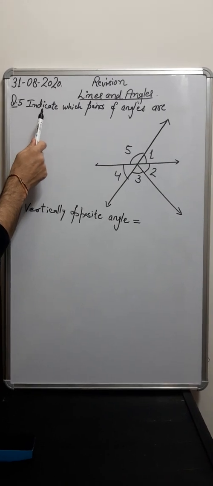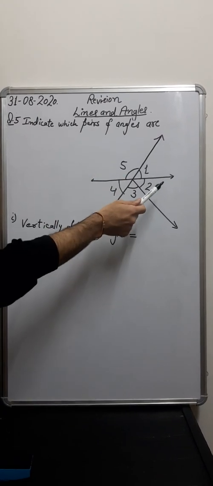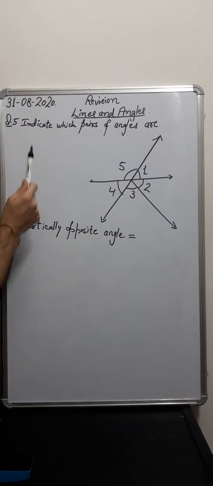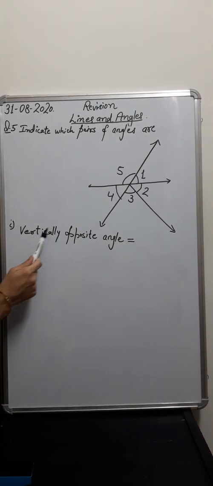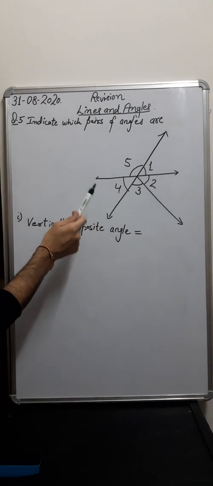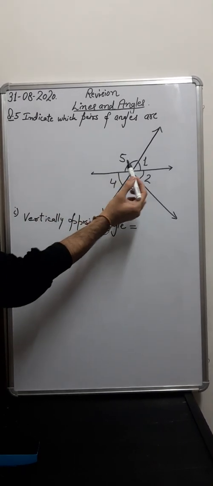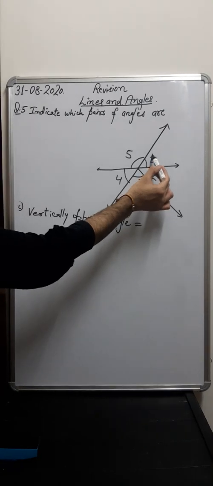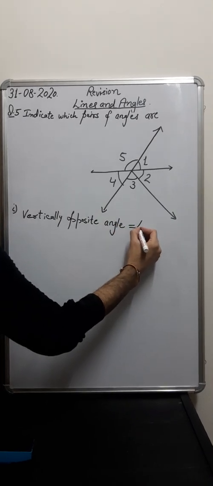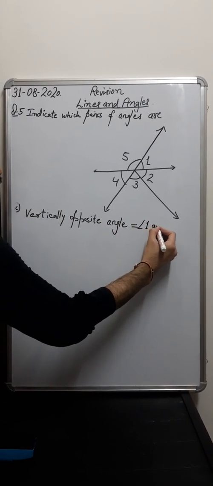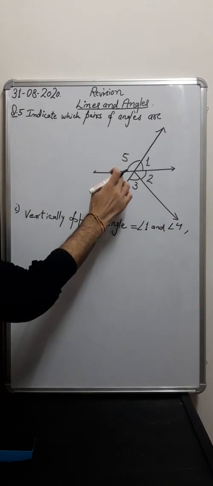Now question number 5: indicate which pairs of angles are as follows. With the help of this figure we have to tell which pair of angles are. First is vertically opposite angles. Vertically opposite angles are those angles which are opposite to each other in direction. For the first pair, you can see that angle 1 is exactly opposite to angle 4. So the first pair will be angle 1 and angle 4.